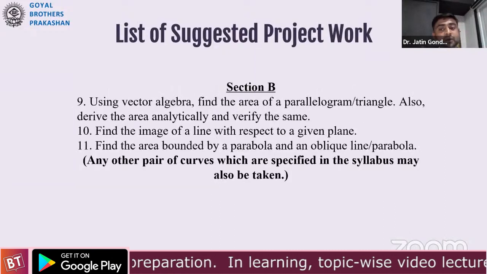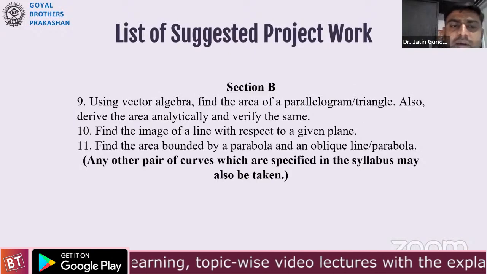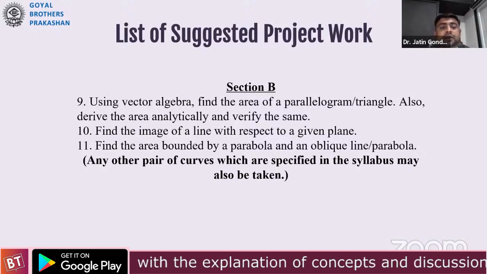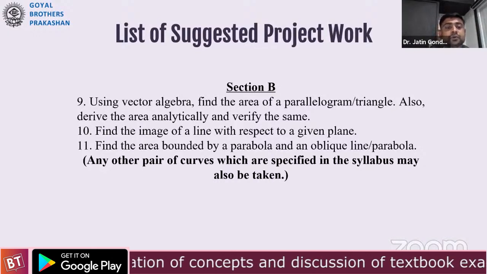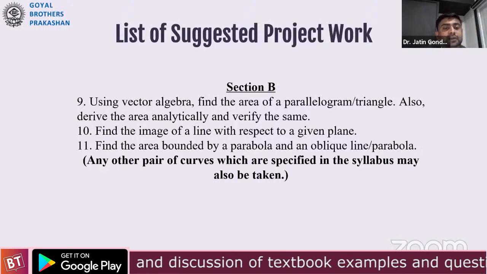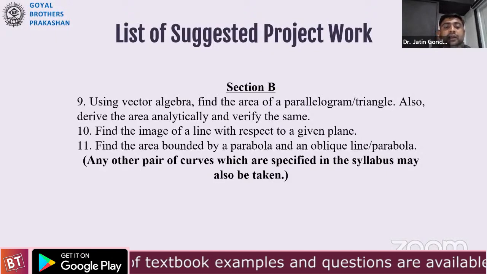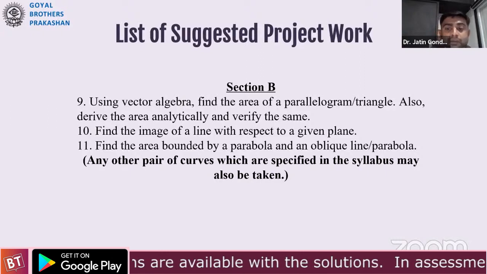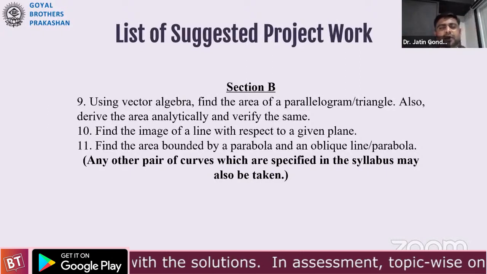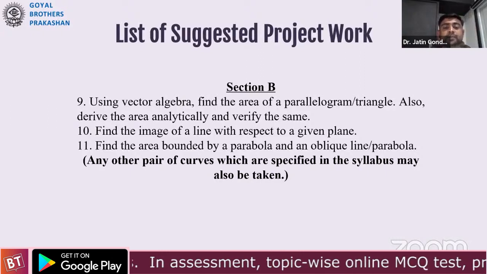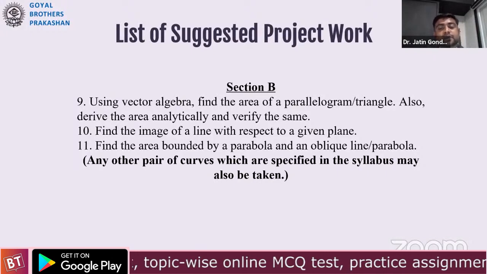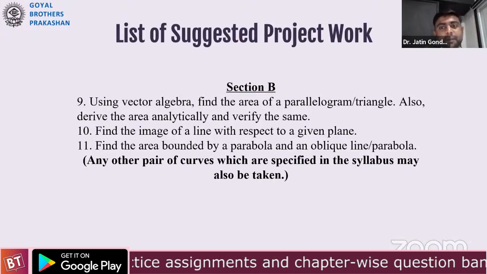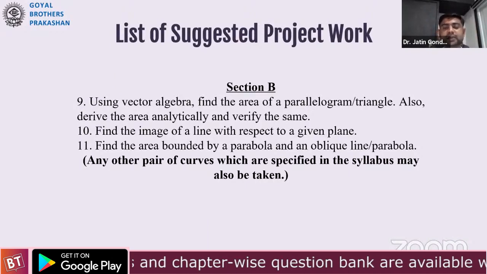For section B, using vector algebra, find the area of parallelogram or triangle. You can ask to derive the area analytically and verify the same. Then find the image of a line with respect to a given plane, or find the area bounded by the parabola and an oblique line, that is y equals x, or parabola. Any other pairs of curves which are specified in syllabus may also be taken, like ellipse, circle, hyperbola. Okay, this is just an example.